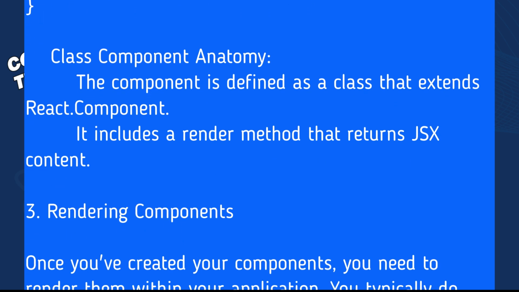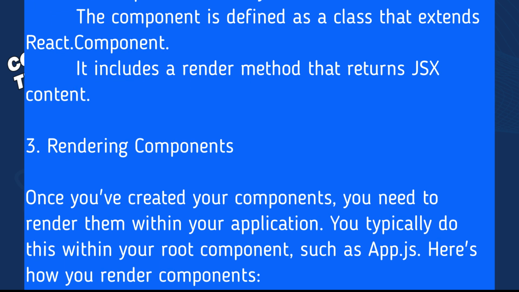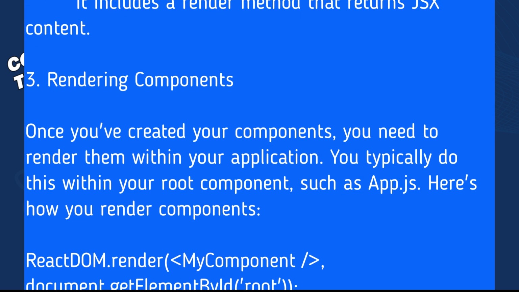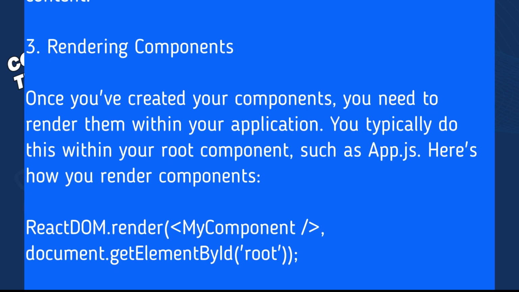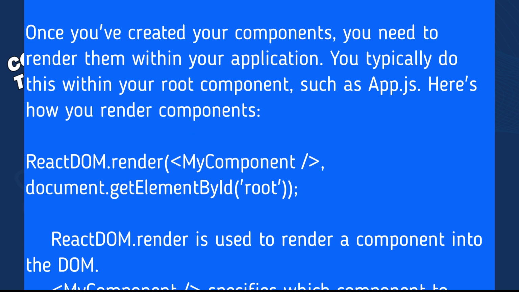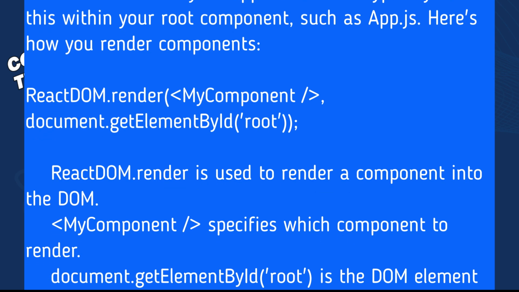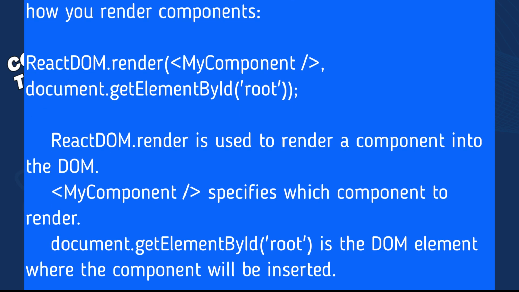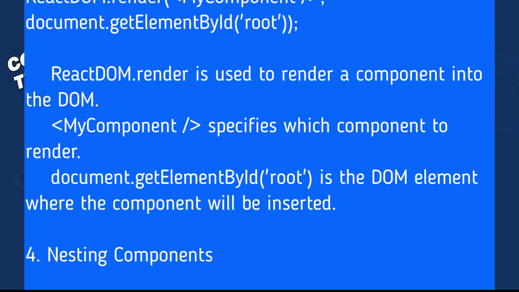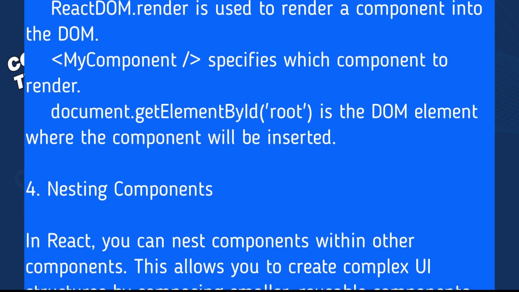3. Rendering components. Once you've created your components, you need to render them within your application. You typically do this within your root component, such as App.js. Here's how you render components: ReactDOM.render, MyComponent, document.getElementById root. ReactDOM.render is used to render a component into the DOM. MyComponent specifies which component to render. document.getElementById root is the DOM element where the component will be inserted.